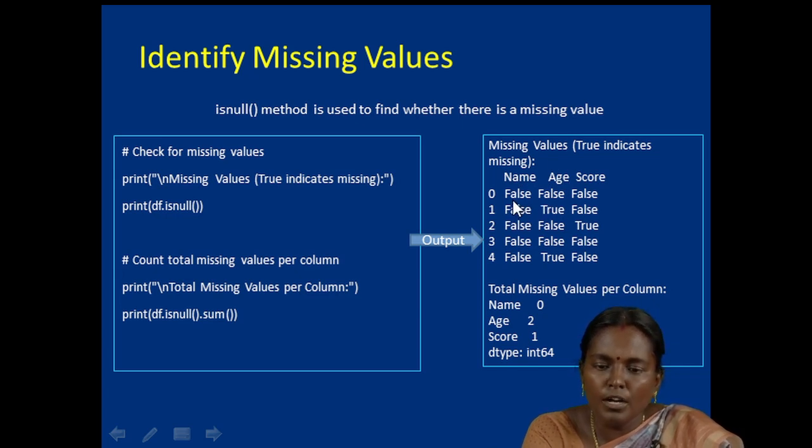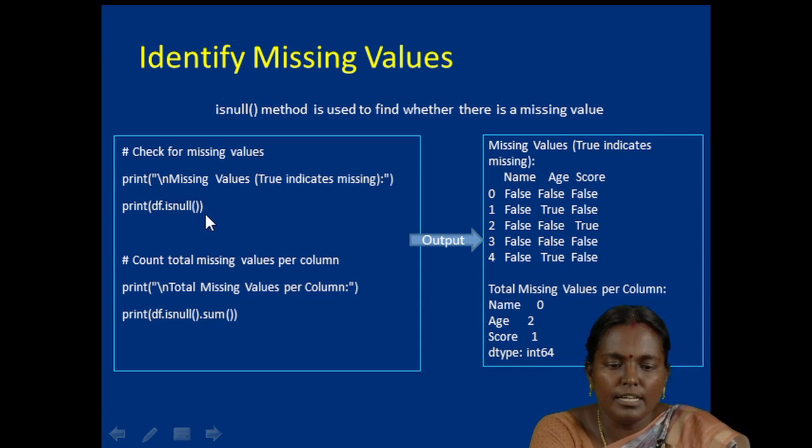Here the false says that there is no missing value. Here the true implies that the age in this particular row is missing. For record 2, the score is missing. For record 4, age is missing. So here we have the missing values, and they could be found using the isnull function.